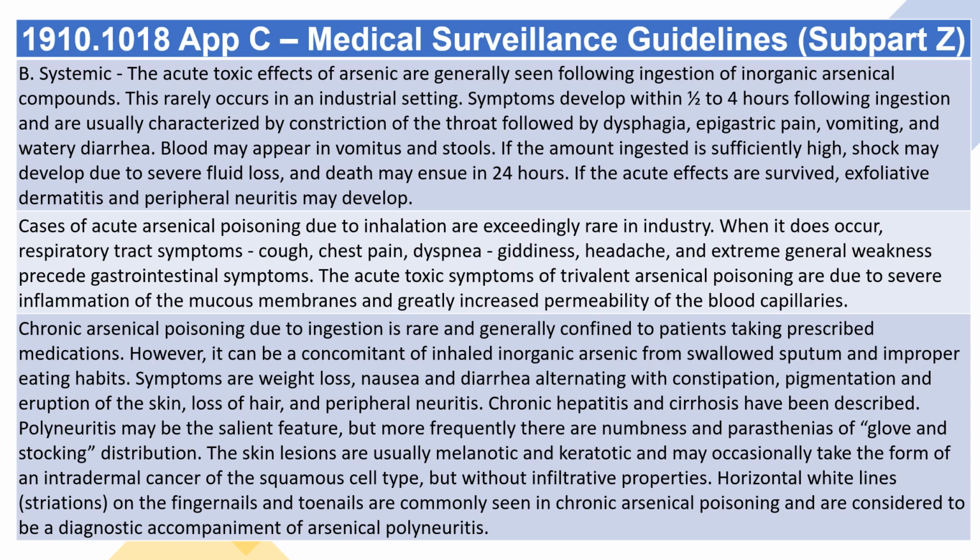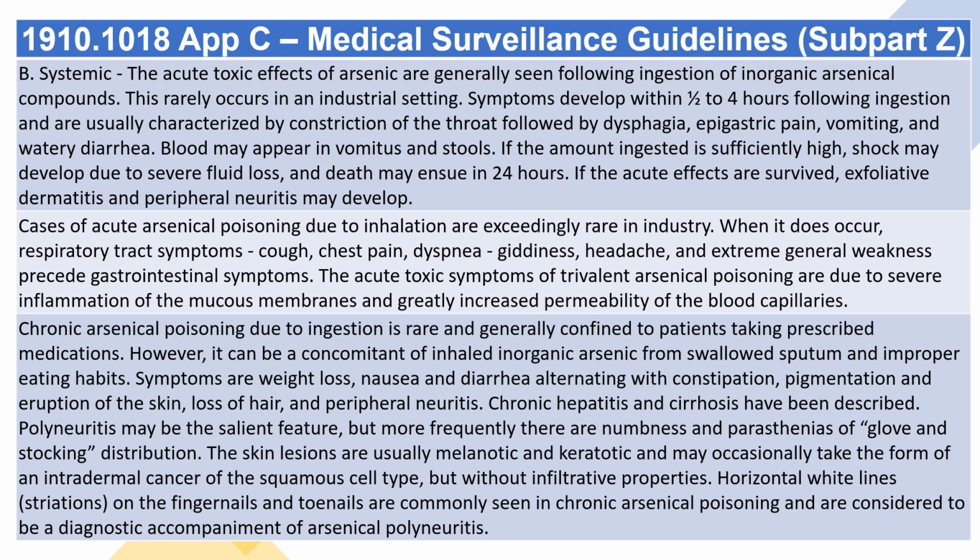Cases of acute arsenical poisoning due to inhalation are exceedingly rare in industry. When it does occur, respiratory tract symptoms, cough, chest pain, dyspnea, giddiness, headache, and extreme general weakness precede gastrointestinal symptoms. The acute toxic symptoms of trivalent arsenical poisoning are due to severe inflammation of the mucous membranes and greatly increased permeability of the blood capillaries. Chronic arsenical poisoning due to ingestion is rare and generally confined to patients taking prescribed medications. However, it can be a concomitant of inhaled inorganic arsenic from swallowed sputum and improper eating habits.